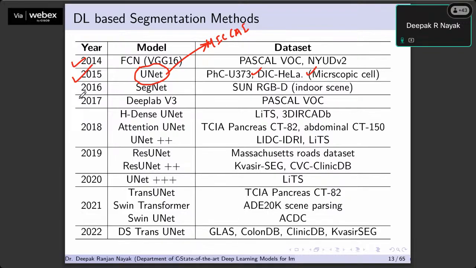At the same time, you will also find another architecture known as SegNet, followed by PSPNet, DeepLab, and then you will find a lot of variants of UNet architectures. Lots of variants, including ResUNet, DenseUNet, UNet++, UNet+++, ResUNet++, and there are so many architectures you will find in the literature, which are nothing but called variants of the UNet architecture.